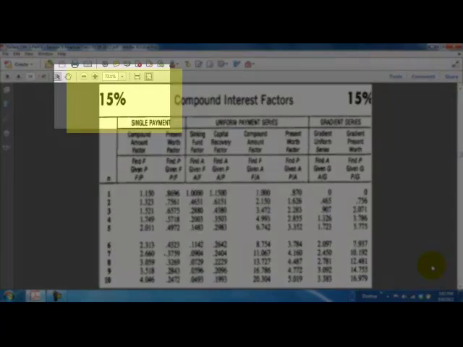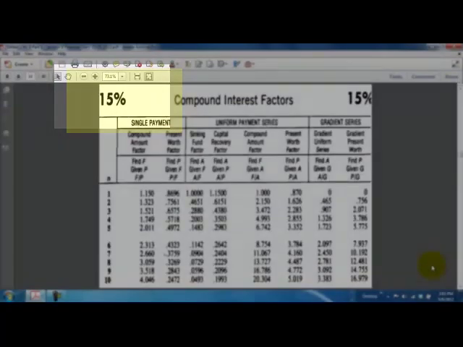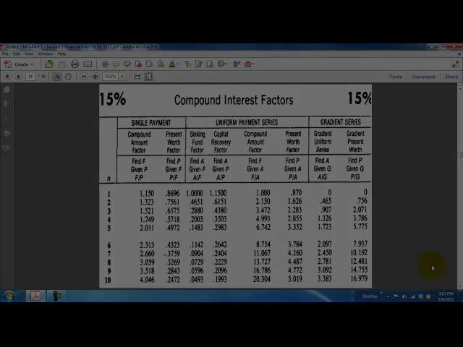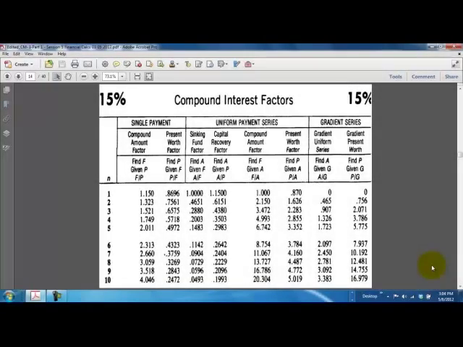What you see on the screen here are the tables that these accountants have put together to make it easy for performing these functions. The 15% represents the percentage interest rate that you would be charged for whatever period you select. The highlighted N represents the number of periods. And again, that can either be months or years.